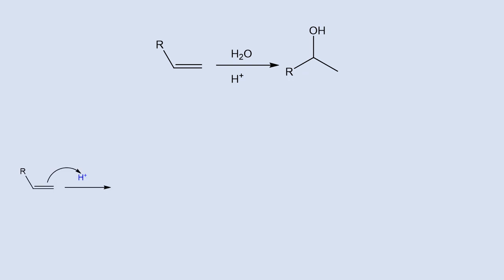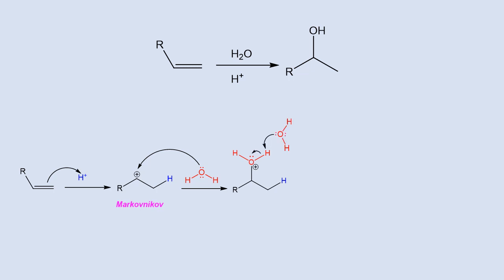So the first step of the mechanism is going to be to protonate the alkene. And this is going to take place in a Markovnikov fashion. So the proton will go to the less substituted side of the alkene and leave the positive charge in the more stable, more highly substituted position. This cation is then attacked by water to initially yield a protonated alcohol. And then finally, there's a proton transfer between the solvent water and the protonated alcohol to leave the neutral alcohol and hydronium ion.